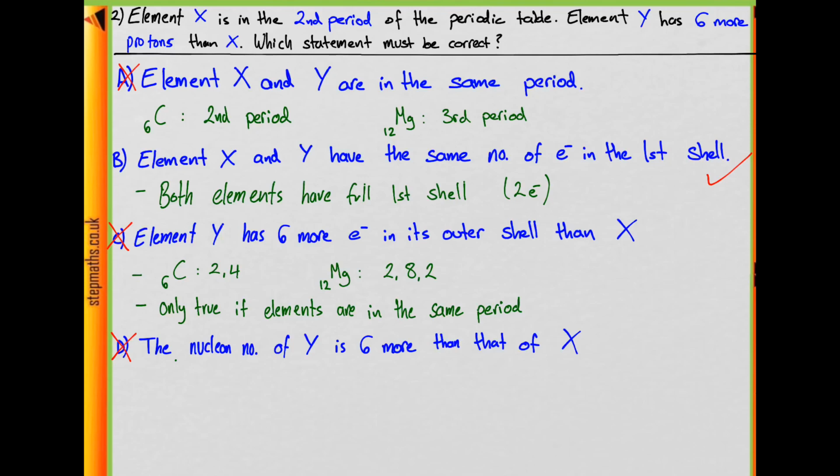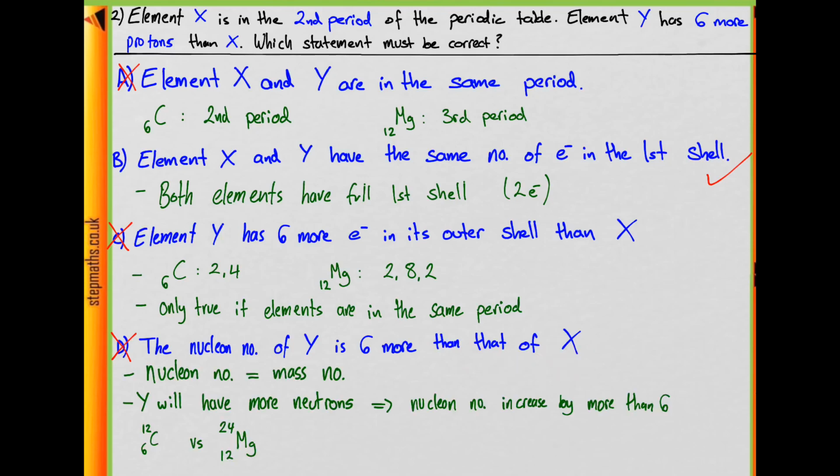Now finally, looking at D, the nucleon number of Y is 6 more than that of X. So the nucleon number is just the mass number, i.e. the sum of the number of protons and neutrons in the nucleus. And this statement is incorrect because Y will have more neutrons than X. It won't have just 6 more protons and no extra neutrons. So your nucleon number will have to increase by more than 6. And if we take our carbon and magnesium example again, we can see that carbon has a mass number or nucleon number of 12, and magnesium has a nucleon number of 24. So it's an increase of 12, not 6.